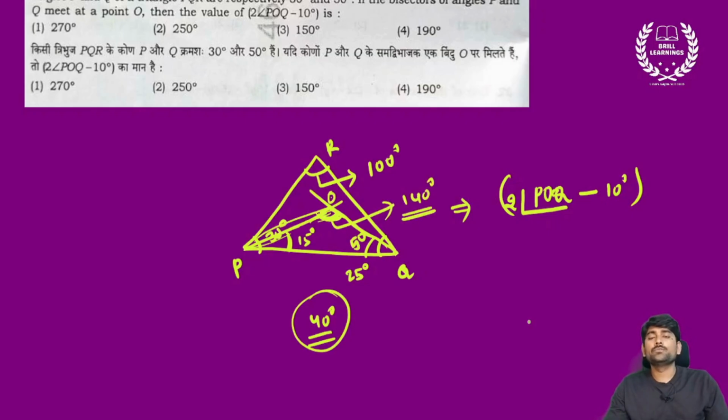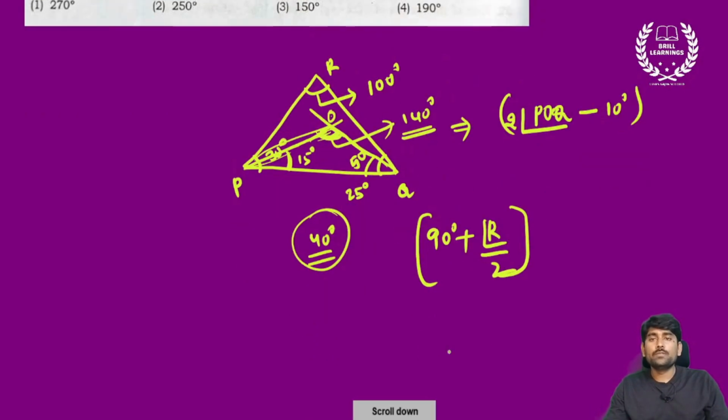Another approach: whenever we need to find the angle formed by the angular bisectors of the other two angles, it is 90 degrees plus half of the third angle, that is, angle R by 2. If you remember this formula, that is well and good. Otherwise, you can go with the traditional approach. Through this formula also, 90 degrees plus R by 2, meaning 100 by 2, is 140 only. So here the O value is 140.